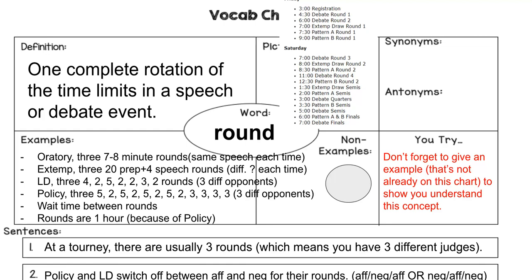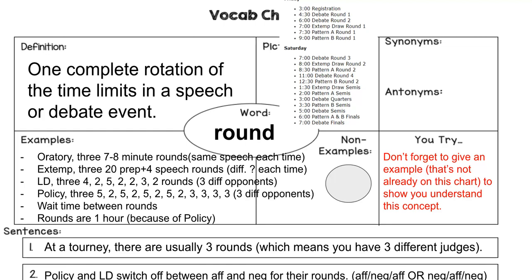And then you have your round 1. After round 1, there's going to be a wait time because you have to wait for all the other debates to finish, and then they should tell you where to go for round 2. So there's always some wait time at tournaments. There's actually quite a bit depending on who you are. Policy will have the least wait time. Extemp usually has the most, but it's kind of staggered. So anyways, always bring something to keep yourself entertained at a debate tournament because of all the wait time.